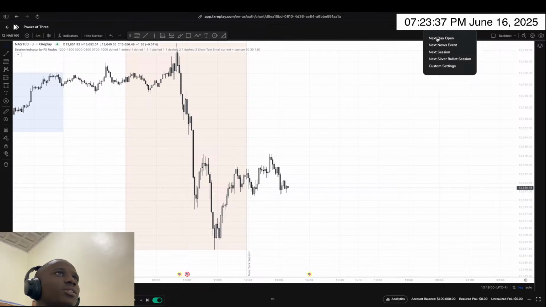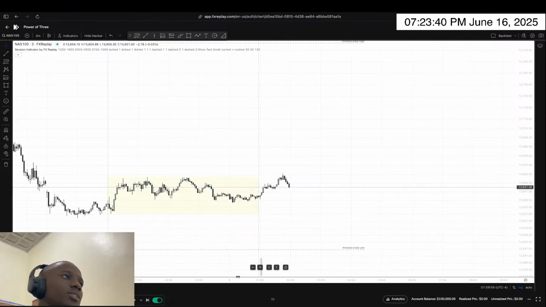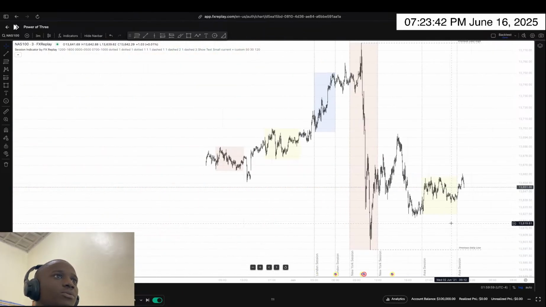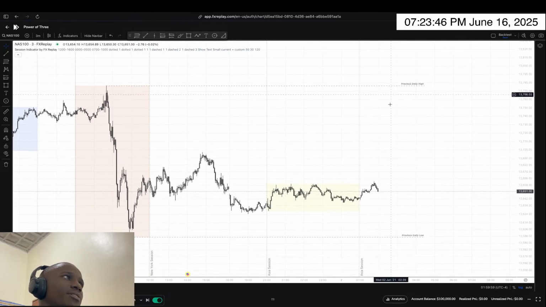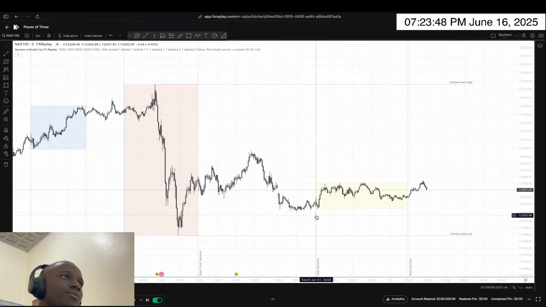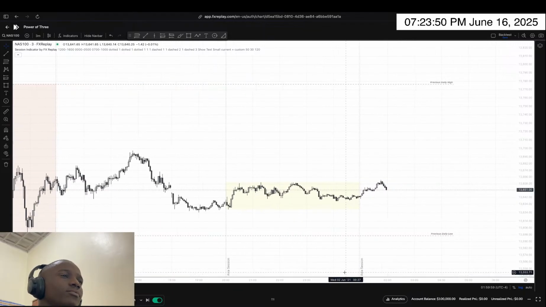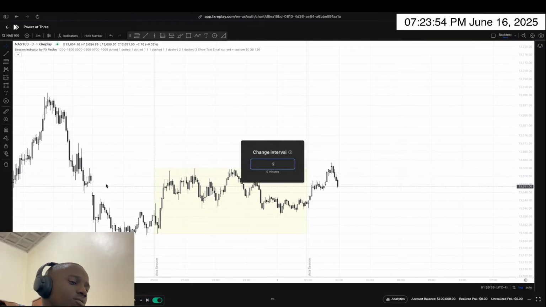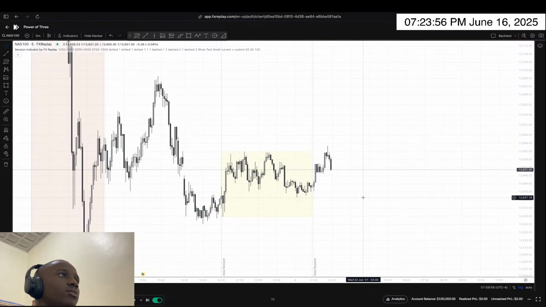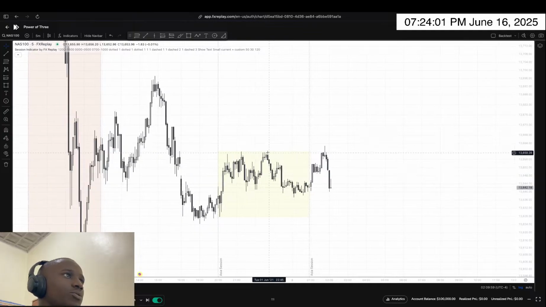Good, so I think we can just go to the next daily open so we can see what we are up to. First off, we have the previous daily low here, previous daily high, we have the Asian range in here. So let's see, first the Judas swing, go to 5 minutes, good. So you can see we took out this high, we took out the Asian highs.